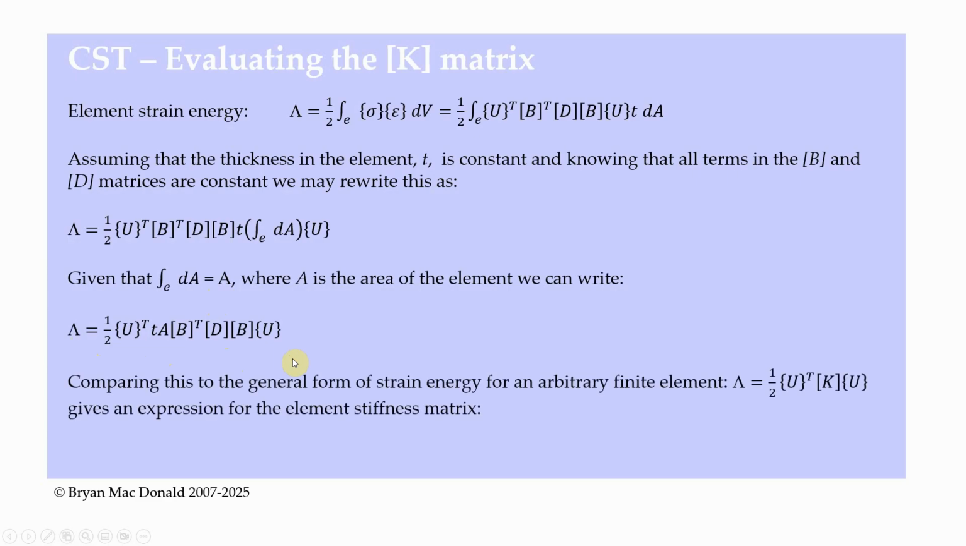So comparing this to the general form of the strain energy for an arbitrary finite element, which says that strain energy is going to be a half U transpose K times U. So if we look here, we've got a half U transpose, there's a half U transpose, we've got U at the end, there's U at the end, and then we've got all this bit in the middle here, T A B transpose D B, well, that's going to be K. Okay, so that's where we find out K. So K is going to be T A B transpose D B. So once we know the B matrix, we know the D matrix, we know the area of the element, we know the thickness of the element, we can form the stiffness matrix for the element.